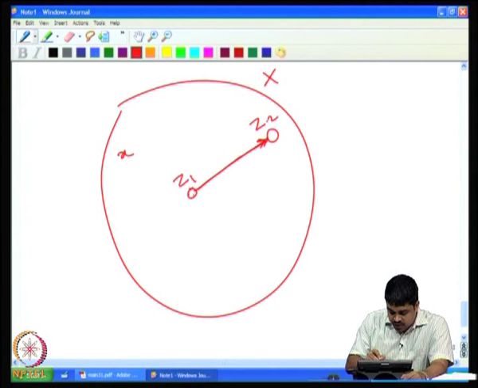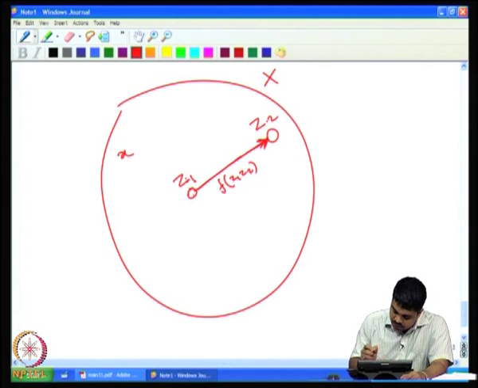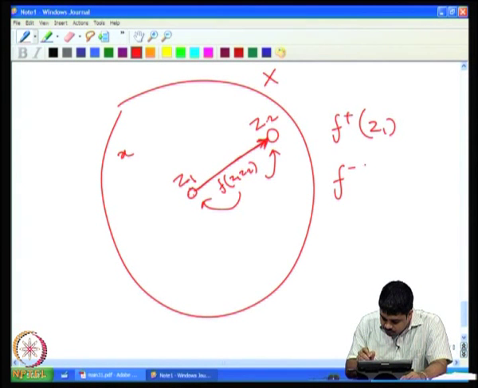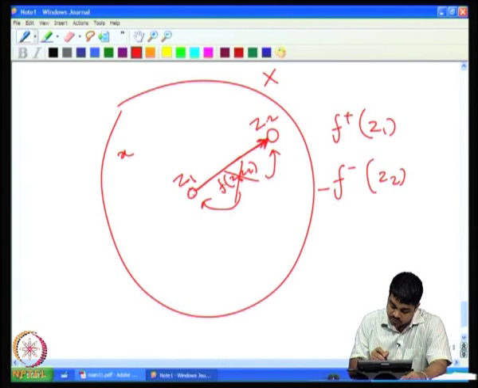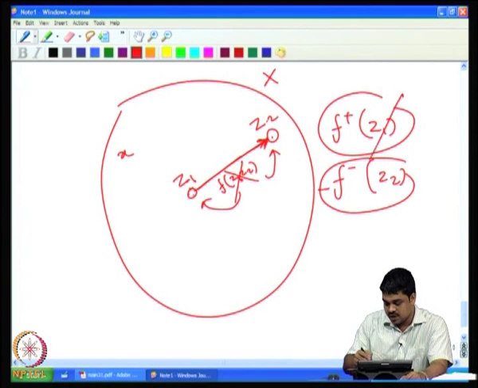The value of this edge, say f of z1 z2, will appear in the sum for z1, because in f plus of z1 we have this value, along with many other values. Similarly, in f minus of z2, along with other values, f of z1 z2 will be included, but this comes as a minus and this comes as a plus. So, this will get cancelled.